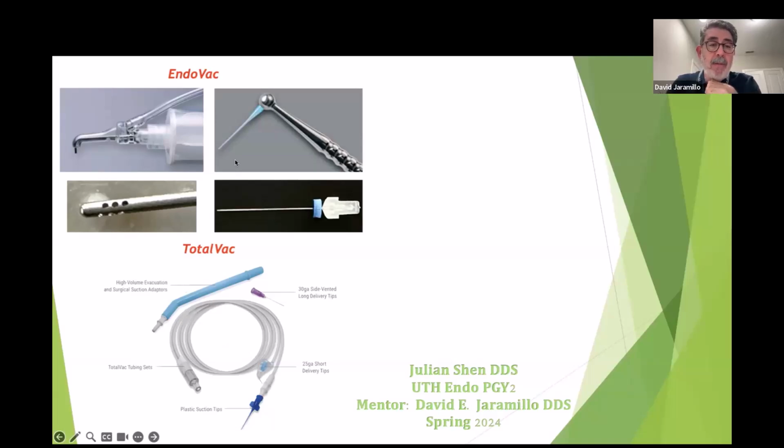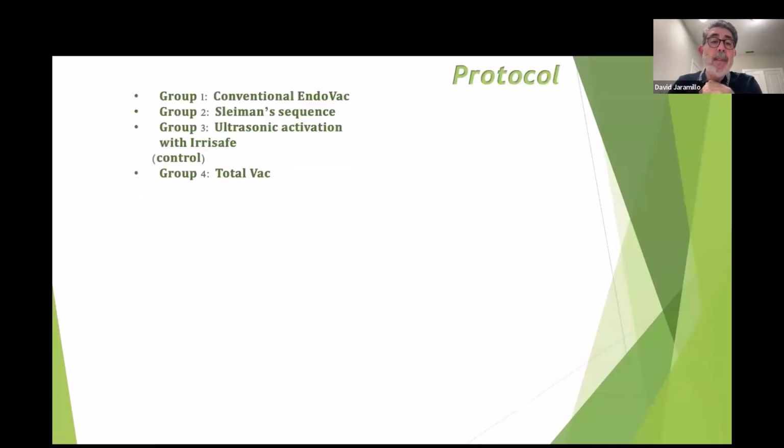So it's a more simplified device, again with a similar delivery tip, as you can see here, the macro cannula, and instead of a micro cannula, they use the ASA number 30 irrigation needle with a side vented hole. So it's basically the same concept.